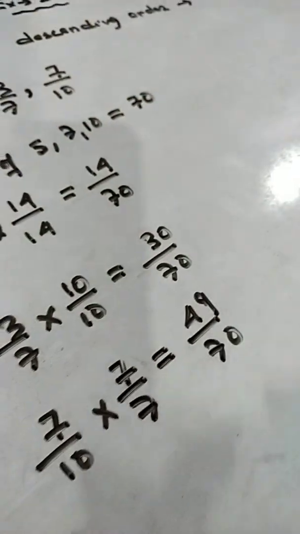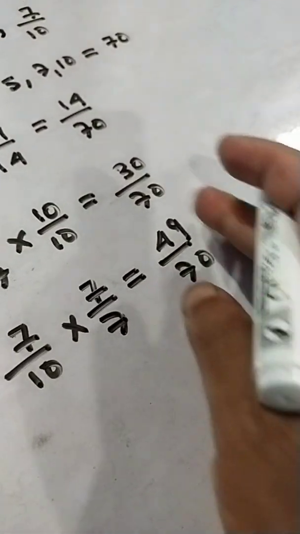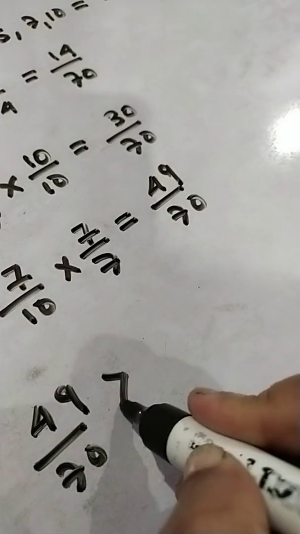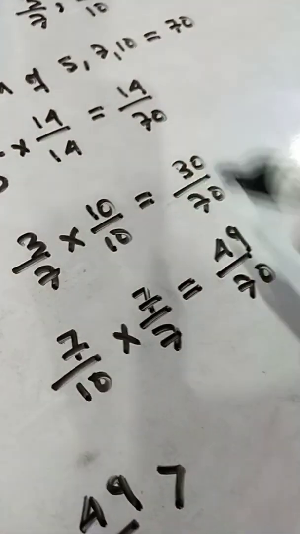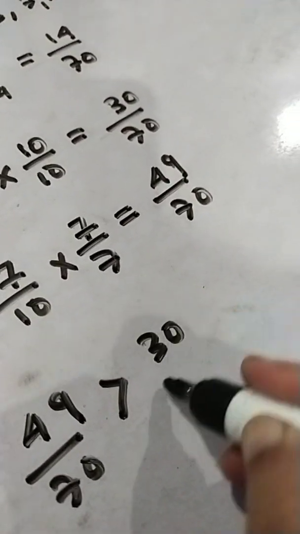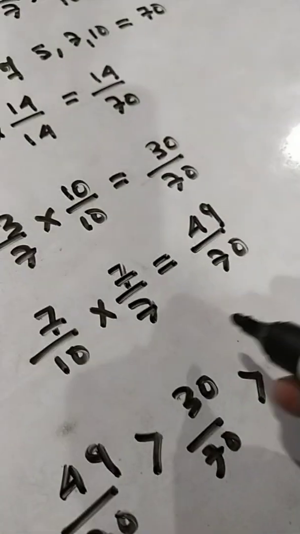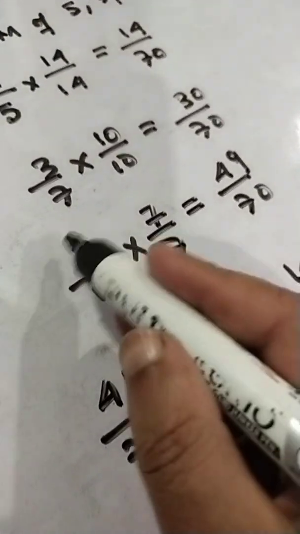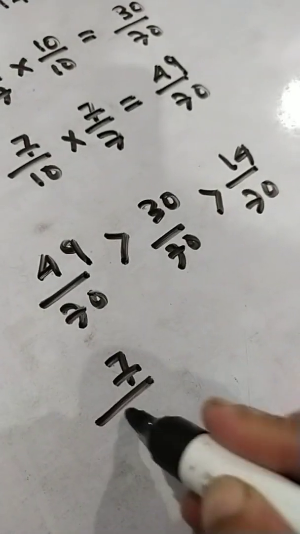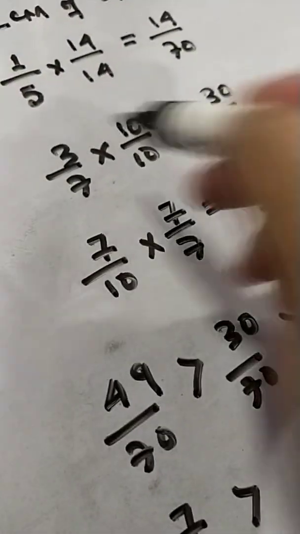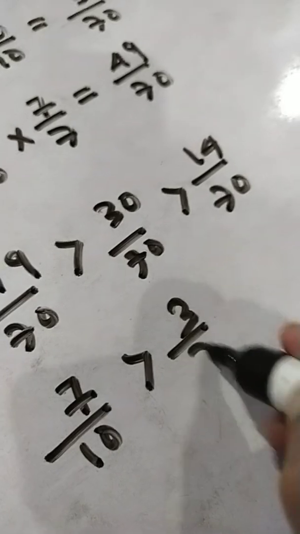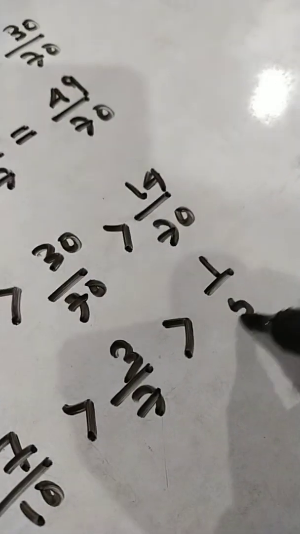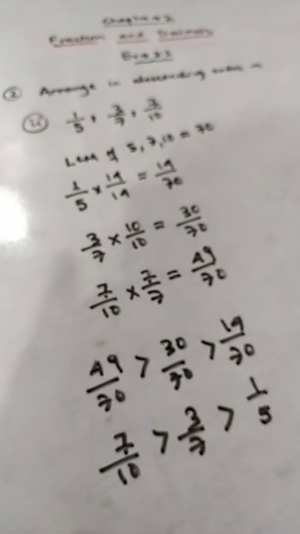Now we can easily find out which fraction is the greatest one here. It is 49 by 70, isn't it? Now what is the next greatest fraction among these? It's 30 by 70, and the smallest one among them is 14 by 70. Now 49 by 70 is coming from this fraction, so we'll write it as 7 by 10. 30 by 70 is coming from 3 by 7, and finally we'll write 1 by 5. I hope it was easy.